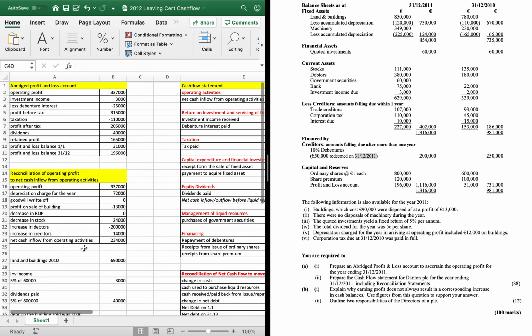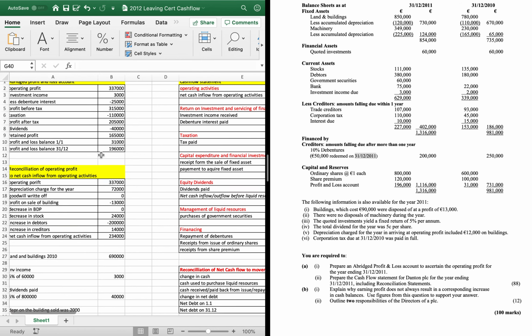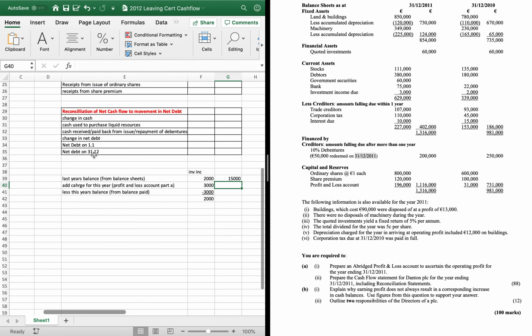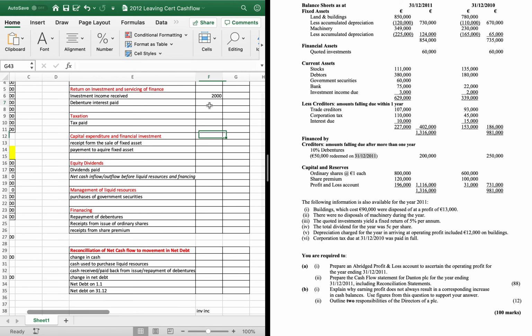We were charged interest this year. We worked it out there. We were charged 25,000. So we owed 15,000 at the start of the year, and we were charged another 25,000. That brings you up to 40,000. At the end of the year, we still owe 10,000, which means we must have paid 30,000. So last year's balance plus the charge minus this year's gives you a payment of 30,000. So minus 30,000 there.